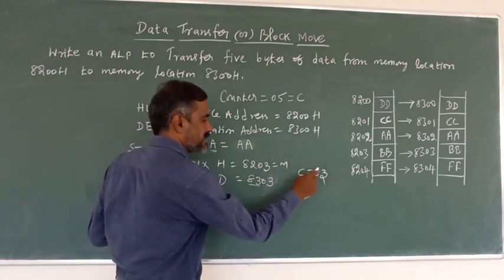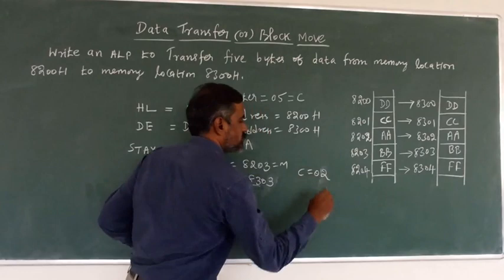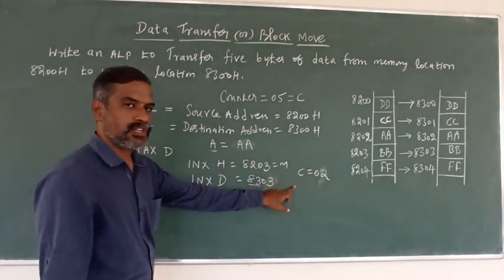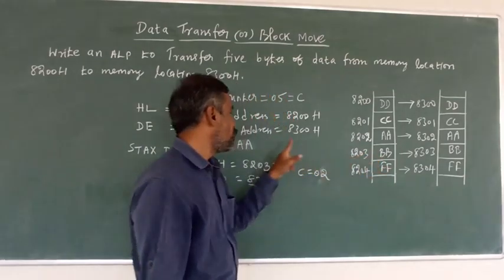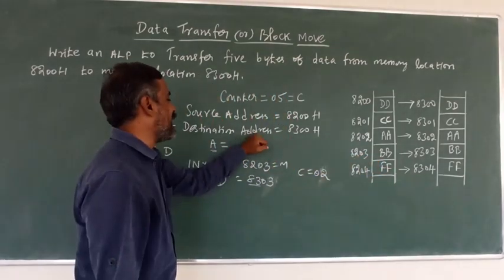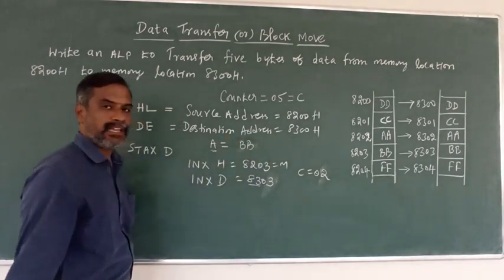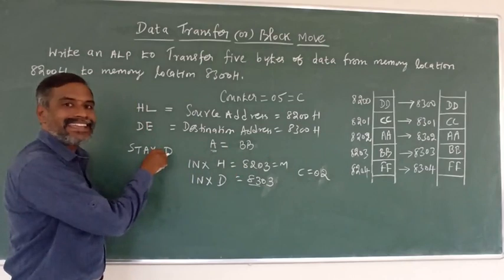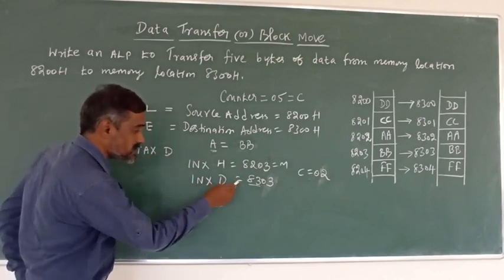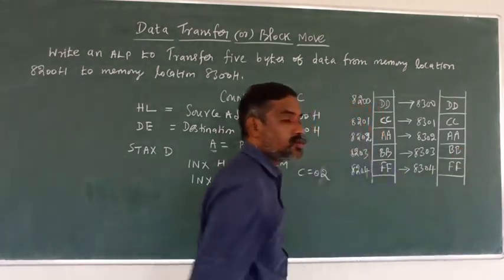Next, to decrement the C register, now C equals 0 too, and to check whether it is 0 or not. No, not 0. Again, jump to here, memory data to move to accumulator. Now the accumulator holds BB. The BB data is indirectly stored in the DE register pair, address 8303.